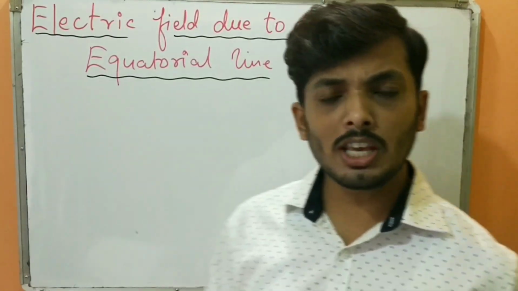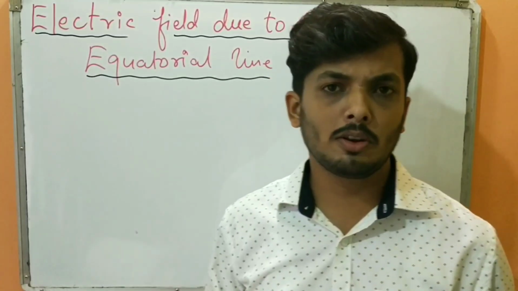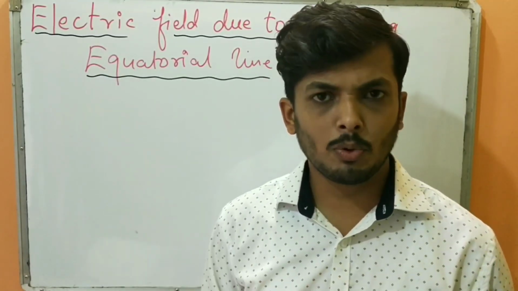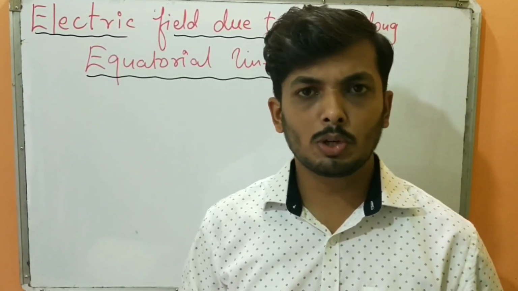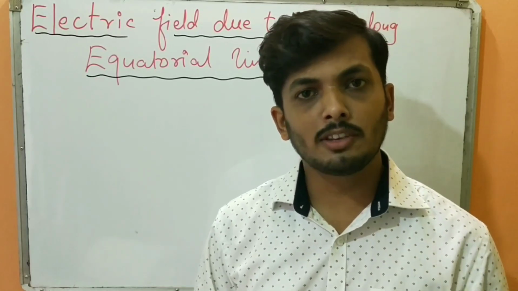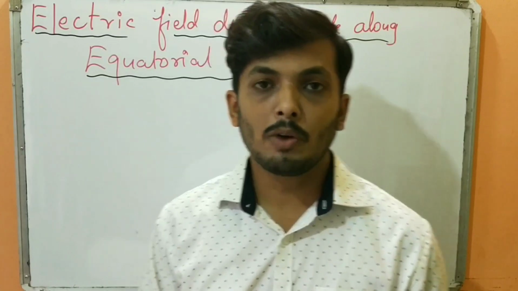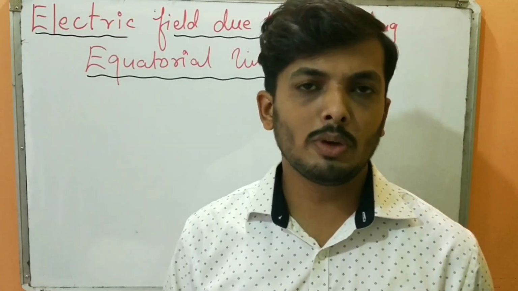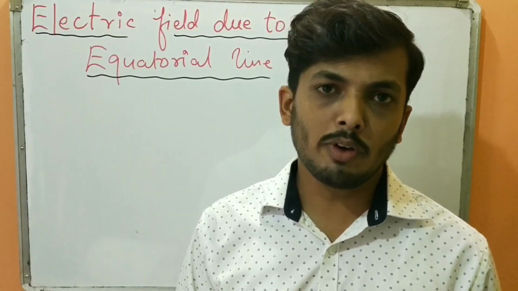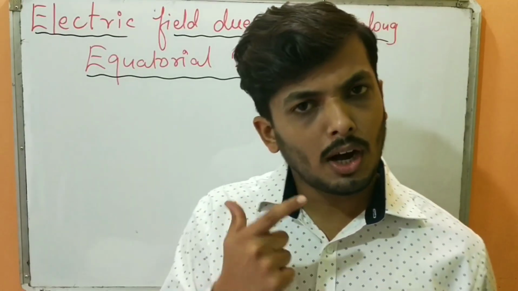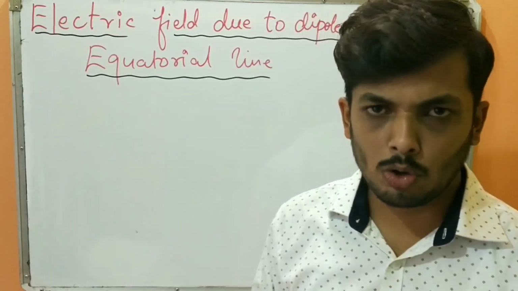line. When I say the word equatorial line, it means the perpendicular. So again I have a dipole, and that dipole is responsible for generating a certain electric field. As I told you earlier, the net charge of an electric dipole will be 0. But the net electric field due to a dipole will never be 0, because the two charges are separated by a certain distance. So today we are going to find an electric field, but along the equatorial line.